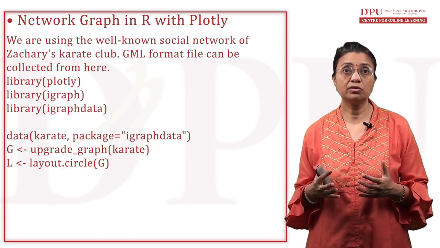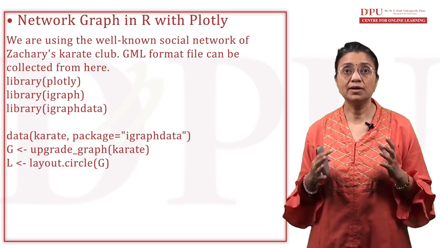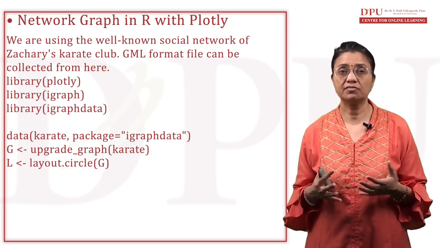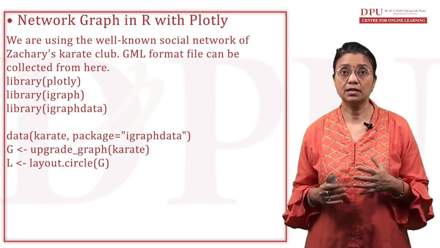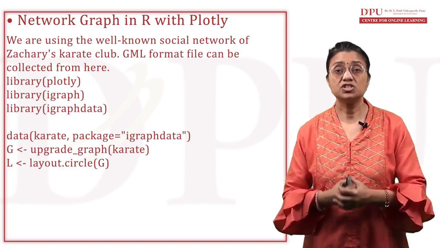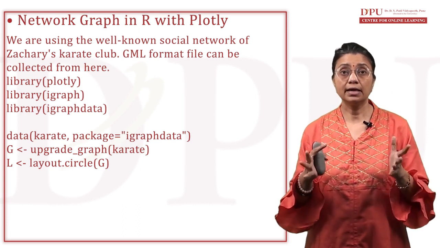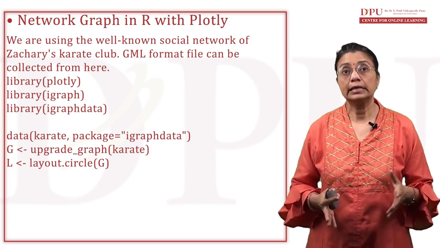So what we are doing over here, we have created the data. We are passing the karate and we are upgrading the graph and storing that in G. And there's a layout circle. We are passing the G variable into that, and the layout circle is stored in L.